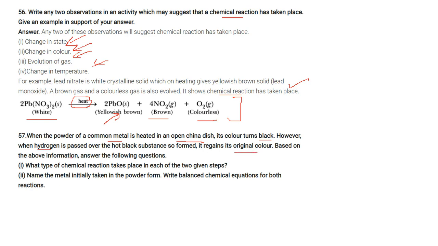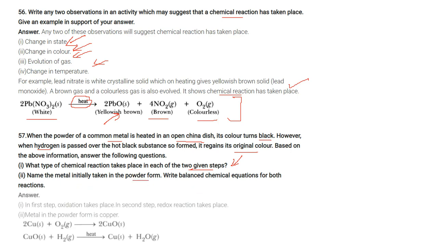Based on this information, we have to answer certain questions. What type of chemical reaction takes place in each of the given two steps, and name the metal initially taken in powder form. Write the balanced chemical equation for both reactions.